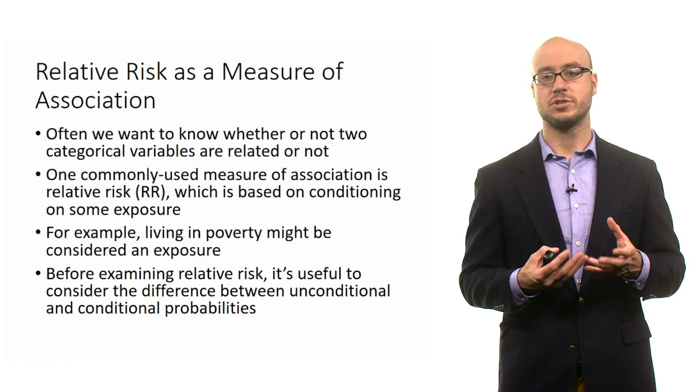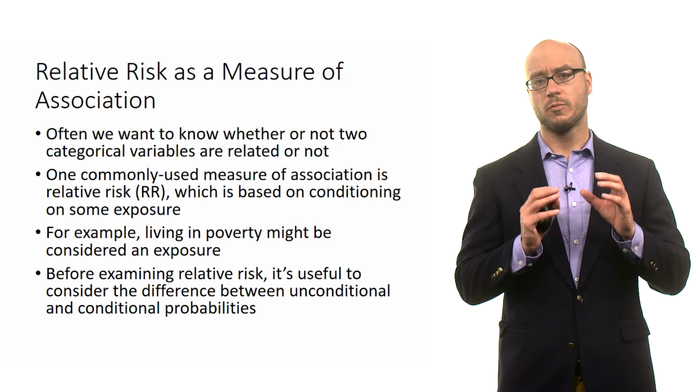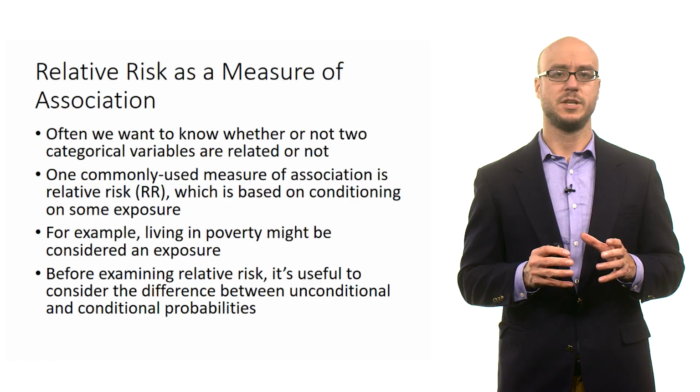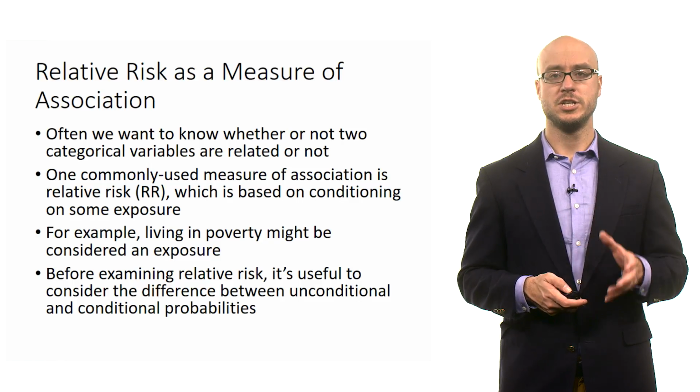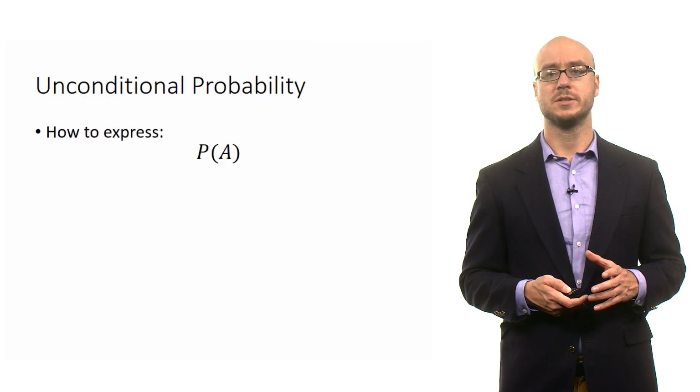some kind of conditional probability and how that's different from an unconditional probability. The reason is that relative risk as a measure of association is built on conditioning, on conditional probabilities. So what is unconditional probability? We've been working with unconditional probabilities so far.